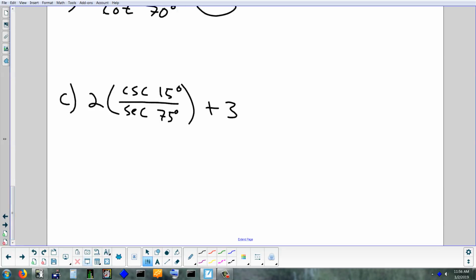Let's look at that one. So it looks like it could be a harder problem. It really isn't that much harder. Anyone think they know what the answer is going to be to that one? Yeah, it's 5, because what's in the parentheses is 1. And then it's just 2 times 1 plus 3, so 5. Again, what is the cosecant of 15? I have no idea. But I don't need to know it to figure out the answer to the question.